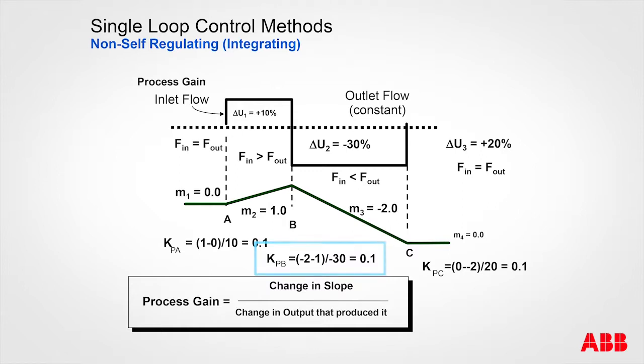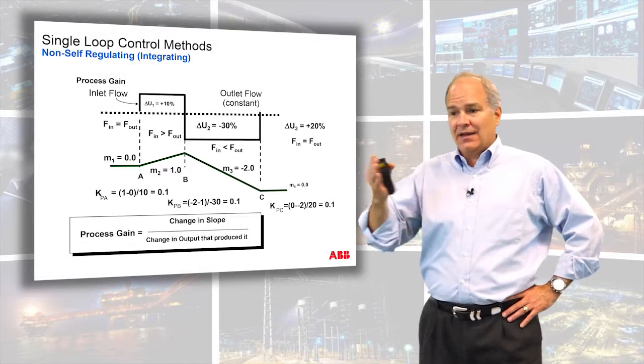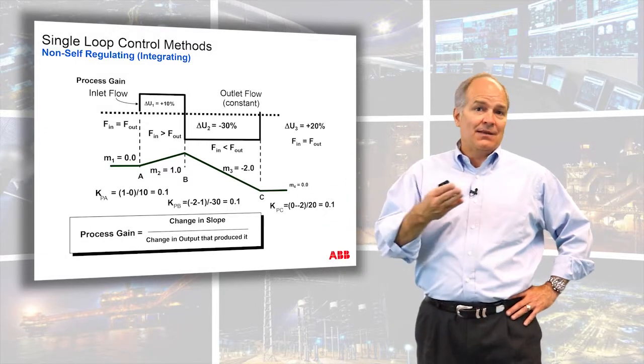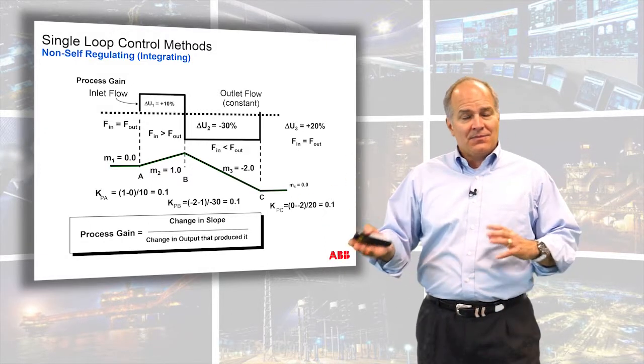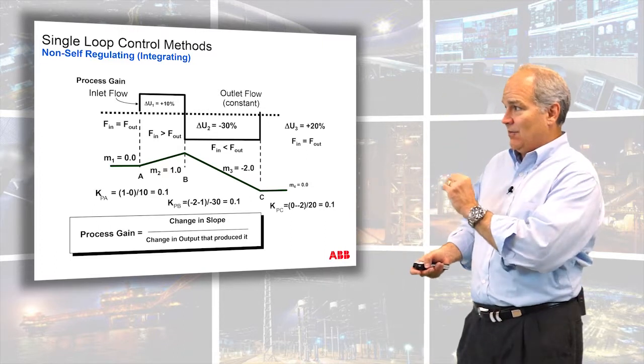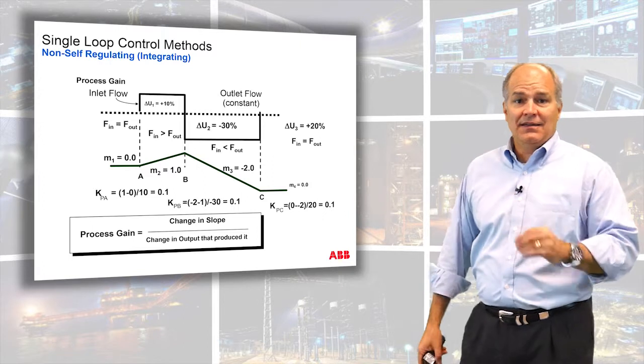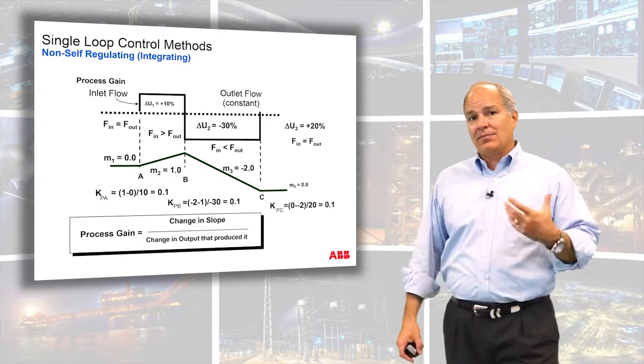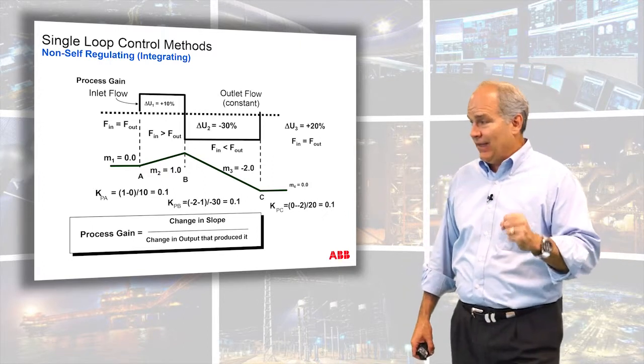And then over here, the change in slope from here to here over the output that produced it. I like to do that and then see if I got my signs right and if I get the same process gain each time. The numbers have to match, and then I'm going to show you real quickly in a minute what that gain actually means. In this case, we have a 0.1 for a process gain, and that's what you need to use.